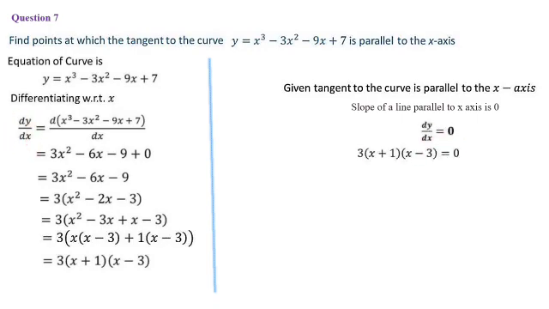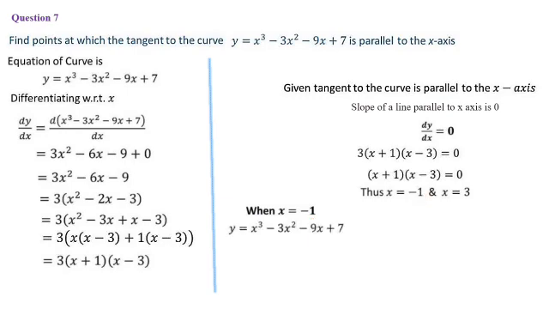That means 3 into x plus 1 into x minus 3 is equal to 0, so x plus 1 into x minus 3 is equal to 0. When we equate x plus 1 with 0, we go to the right side and it comes as minus 1. And x minus 3 equal to 0 gives x equal to 3. So x is equal to minus 1 and x is equal to 3 are the solutions. Then when x is equal to minus 1, y we can calculate from here.